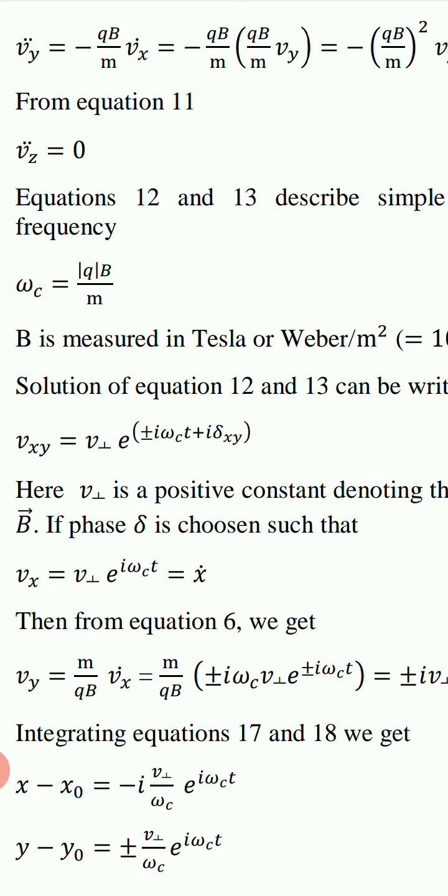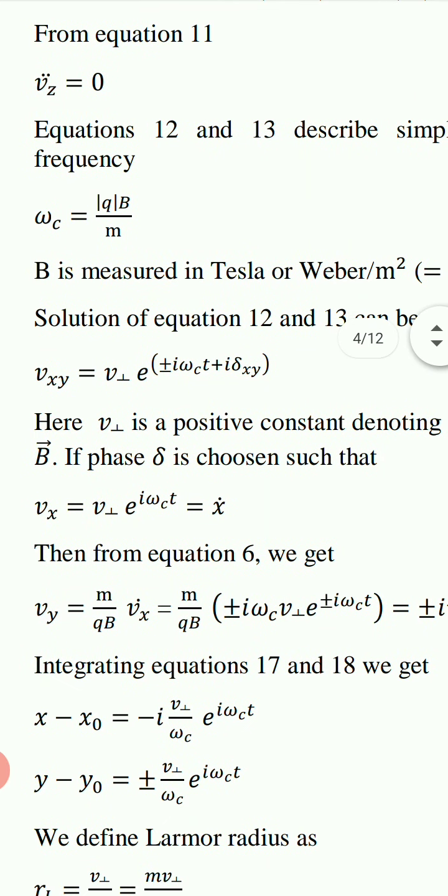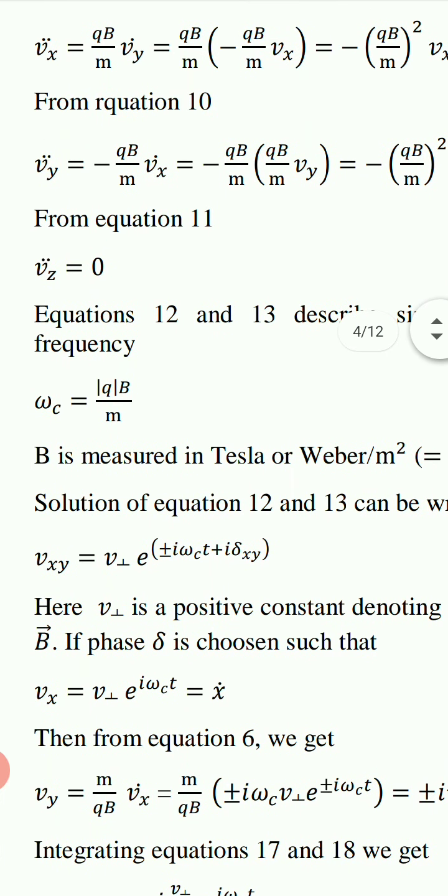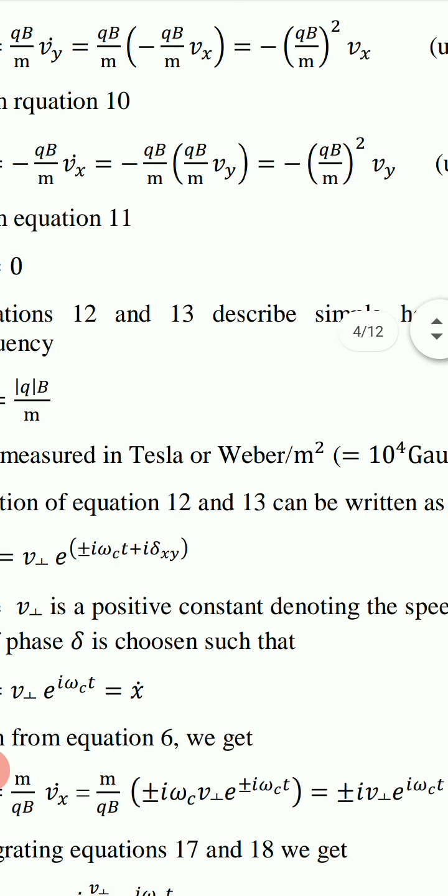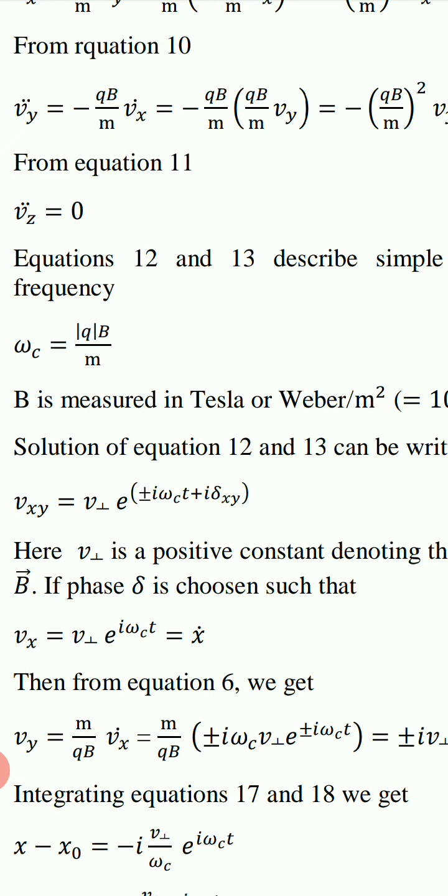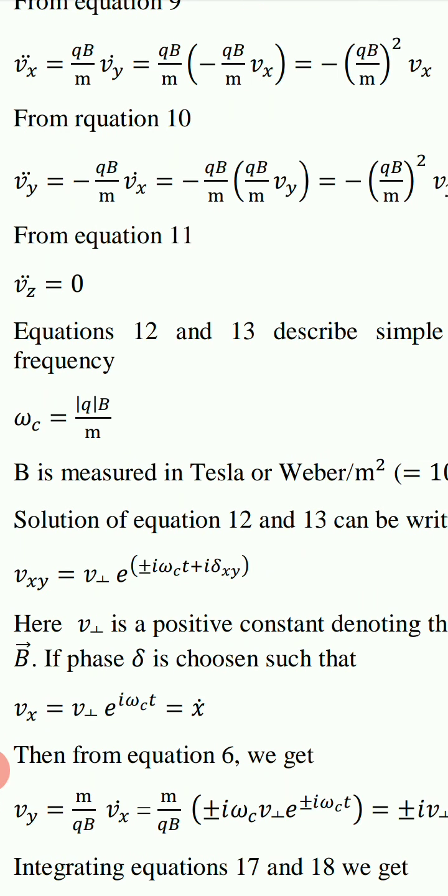So the two solutions are e to the power plus minus i omega c t. V perpendicular is some constant, known as the amplitude of these components Vx and Vy. Similarly, we can write the solution for this equation 13, that is for Vy double dot. This gives the solution Vy, and we write these two solutions by this single equation Vxy.